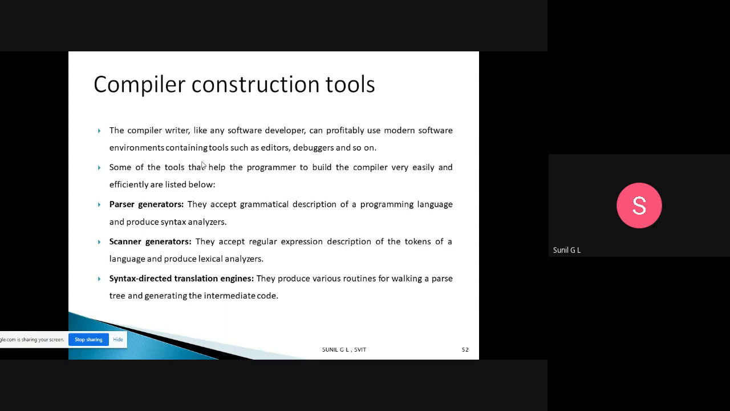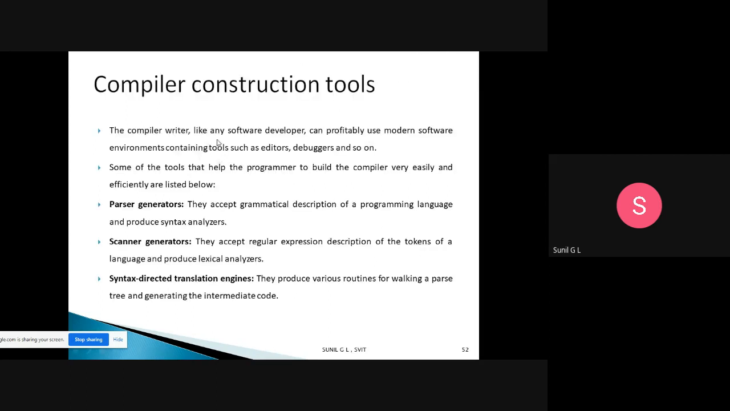Okay, it's very difficult to write a program for all those things. So for writing a program also we will have different tools. The compiler writer, like any software developer, can profitably use a modern software environment containing tools such as an editor, debugger, and so on. So like a software developer, a compiler designer can also use a modern software environment to develop a compiler.